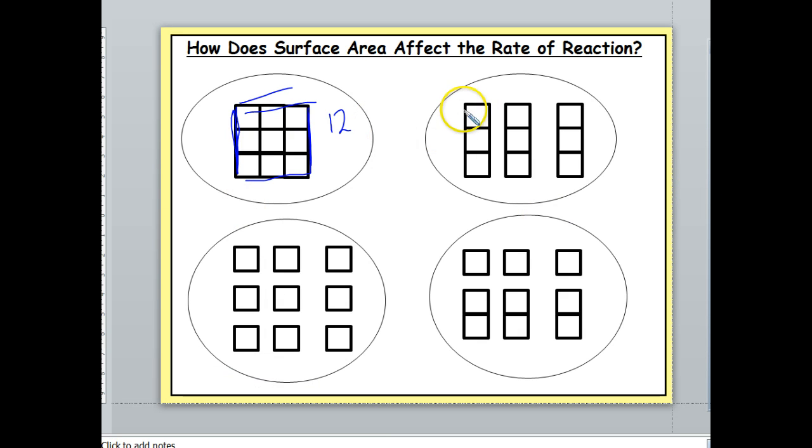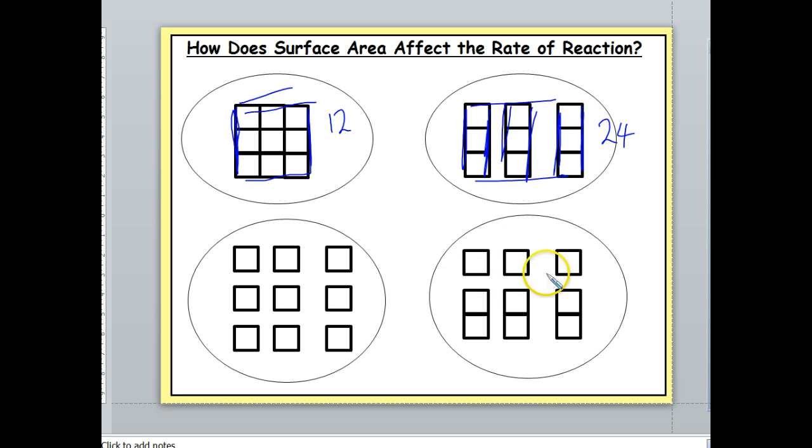accessible. So we've got the 3 down the outside as before, and the 3 down the other outside as before, and the 3 across the bottom, and the 3 across the top. But now we've exposed these inner sides as well, so that's another 3, making us 15, and then 18, 21, and 24. So by chopping it into 3 pieces, we've doubled the number of places on the solid which can react, so we've doubled the rate here.